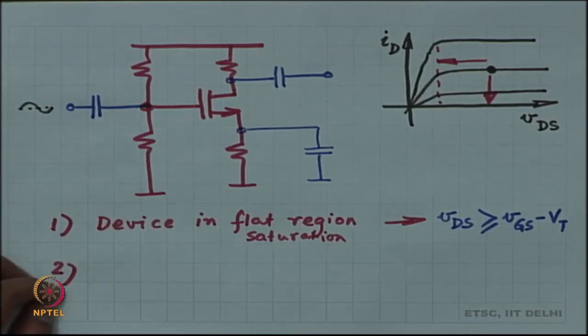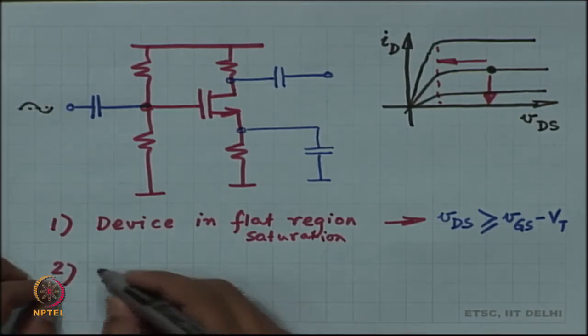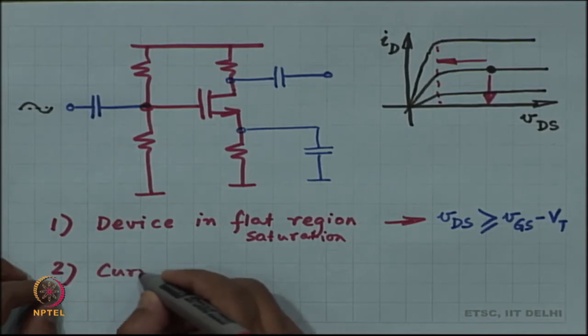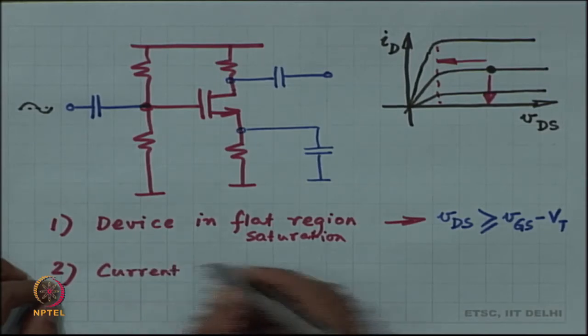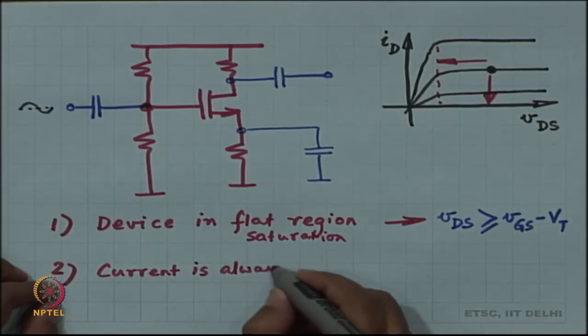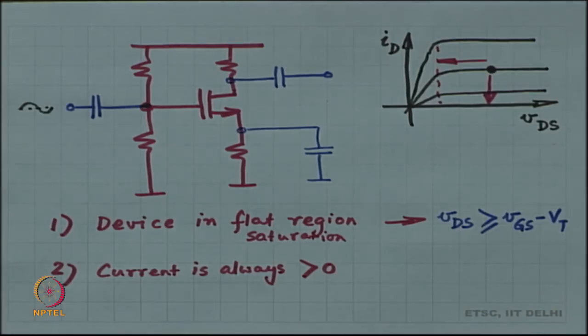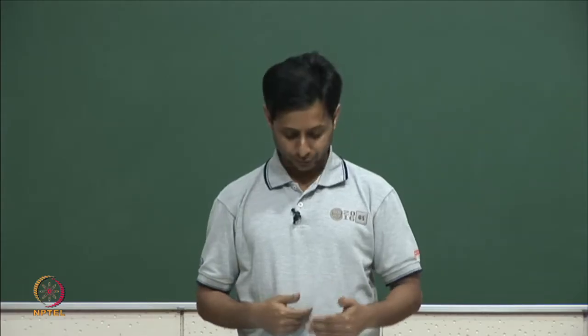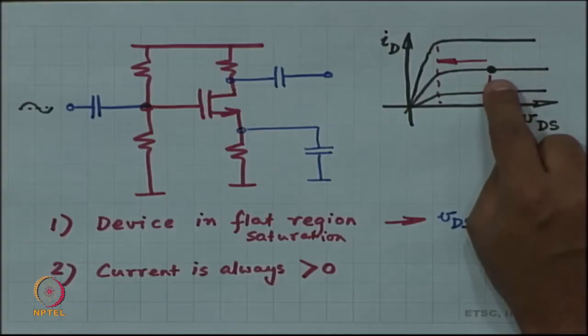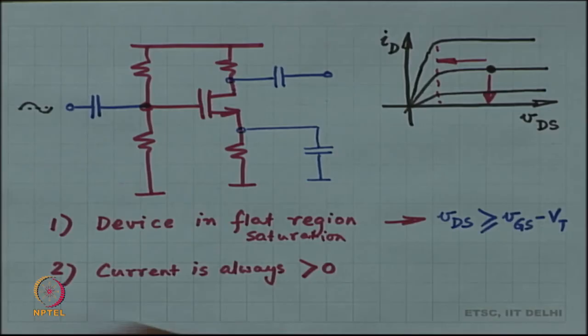And number 2, what else do you need to make sure? You need to make sure that current is always more than 0, and this has to happen throughout the cycle, right. These are the two extreme limits, right, one on the top. If I increase the current too much, then what is going to happen?